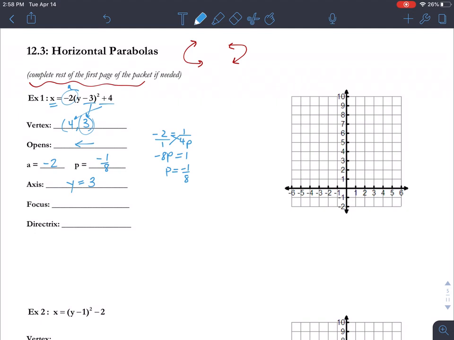Okay, people. First of all, it's 1a, 3a, 5a, with a being -2. So it's going to be -2, -6, -10 for that movement or pattern. So we're going to go to (4, 3). We've got our vertex. We're going to go left 2, up 1, or left 2, down 1, and then go 6.